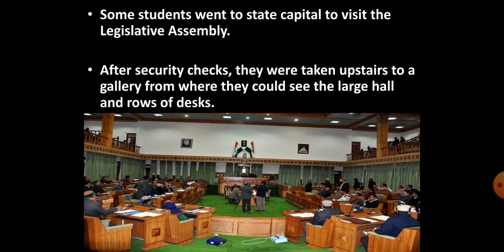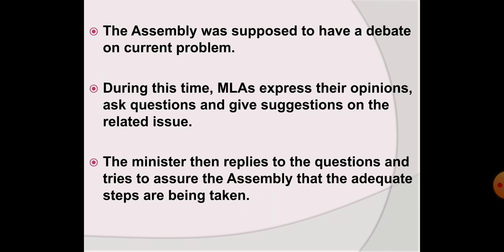The chapter provides a scene of debate in the legislative assembly. Many students from their school visited the legislative assembly in the state capital, which was an impressive building. Before entering, they had to go through the security check. Then they were taken upstairs to a gallery. From the gallery, they could see the large hall below. There were rows and rows of desks. When the students visited the state legislative assembly, a debate on a current problem was to be held.